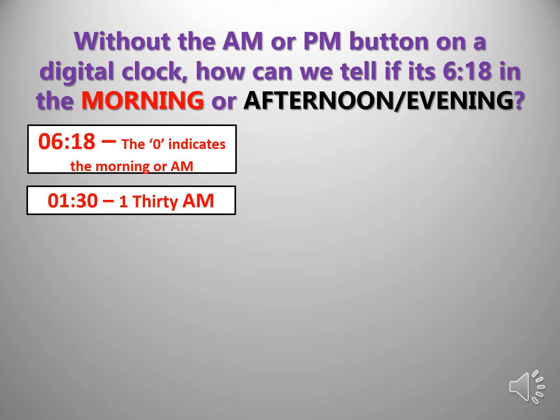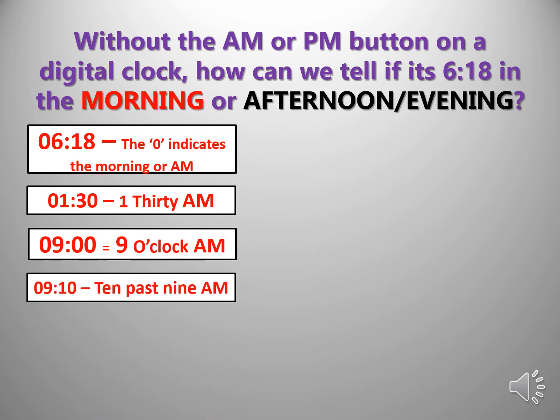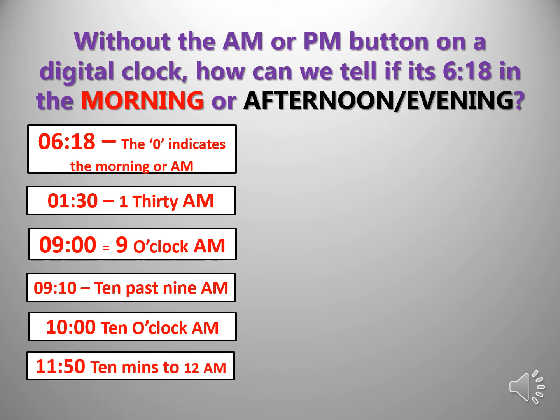01:30, so 1:30 AM. 0900, 9 o'clock AM. 0910, 10 past 9 AM. 10:00, 10 o'clock AM. Notice how there isn't a 0 before the 10, we just see the digits 10. So be careful, you wouldn't put 0, 10, you just see 10. 11:50 or 10 minutes to 12 AM.